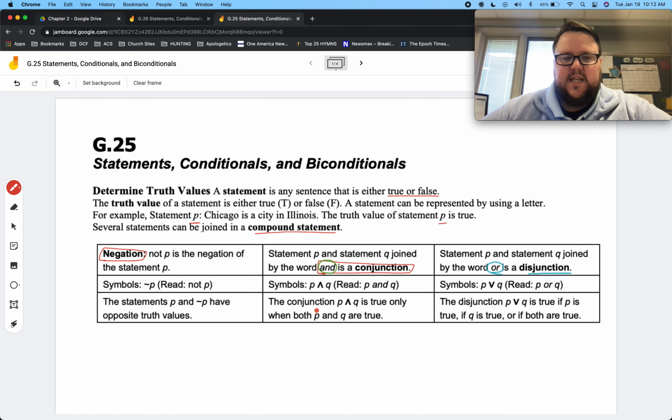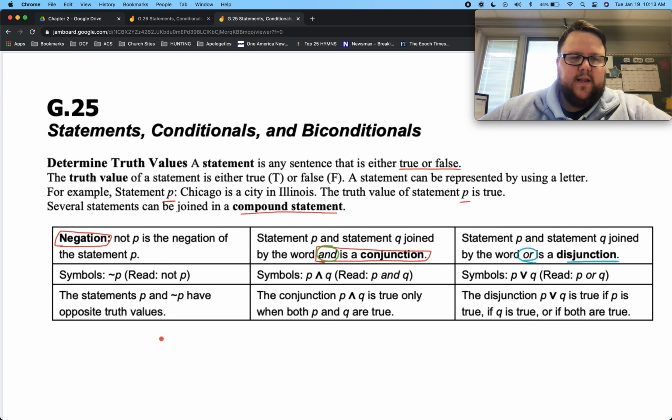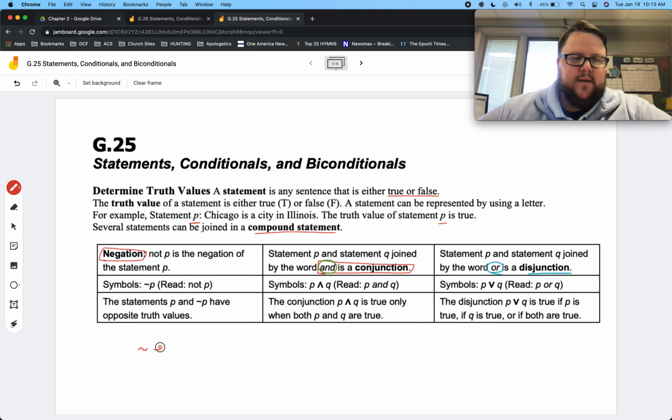Make sure you pay attention to this chart. So not P means this negation. This means not P or not Q, whatever it's in front of. The arrow up means and, the arrow down means or. So I'm going to write that. That means not. The arrow up, that means and. The arrow down, the caret down, that means or.